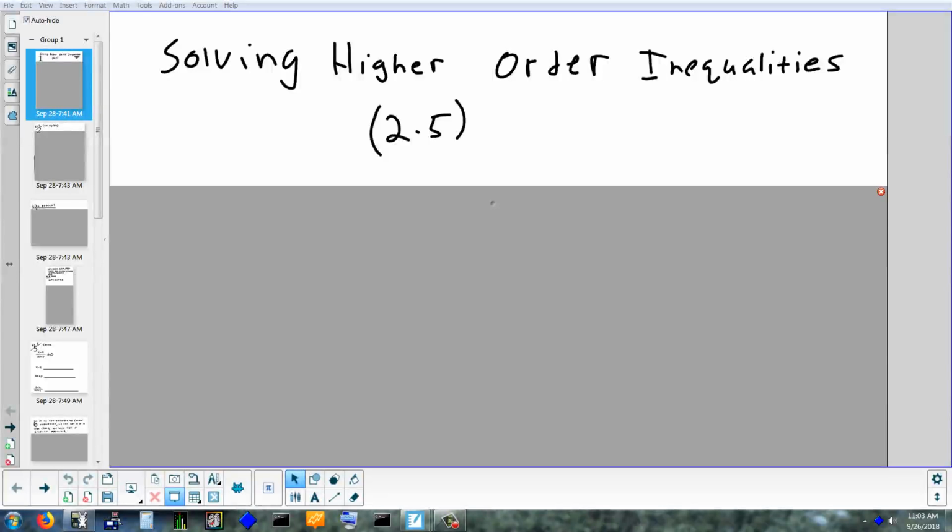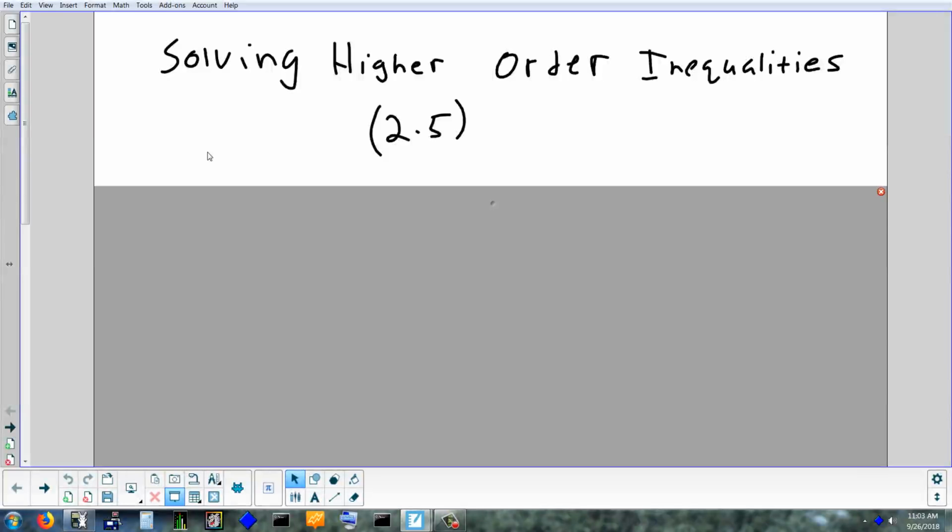Right, so the last section we'll look at in chapter 2 is section 5, and it's on higher order inequalities. All that means is we're going to look at inequalities that don't necessarily have a 1 as the highest exponent. You might have a 2, or maybe even a 3. We're not going to go super high, because we have to stick with stuff we can factor, because that's the whole key for solving these, factoring.